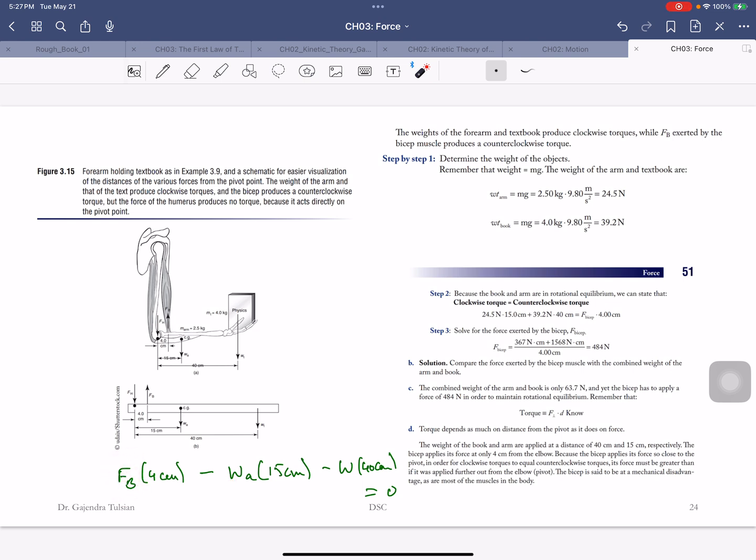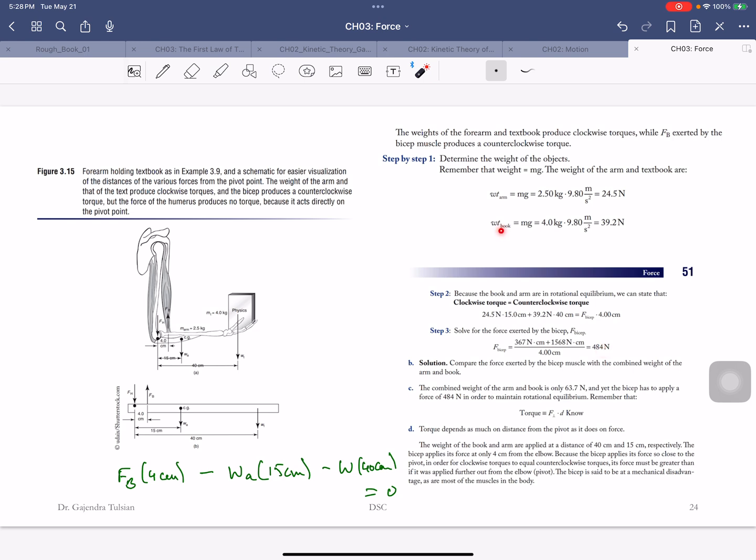It's worked out here. The weight of the arm, which is 2.5 kg, is 24.5 newtons. Weight is mass times gravity. The mass of the book is 4 kg, the mass of the arm is 2.5 kg. You put all those numbers in, and the force that the bicep exerts is 484 newtons.